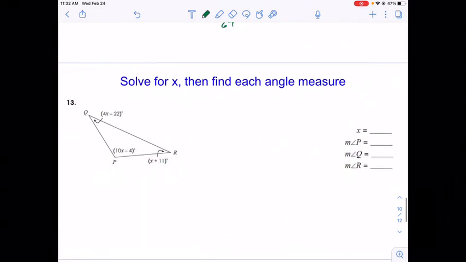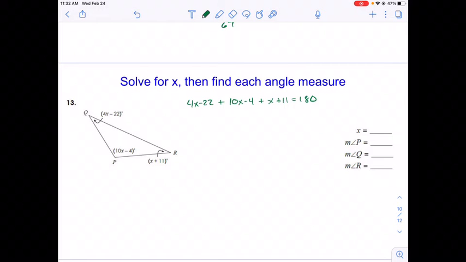Okay, let's try number 13. We have these two here. We got all three angles. We know that Q, P, and R are going to add to equal 180, so we're going to just do 4x minus 22 plus 10x minus 4 plus x plus 11 equals 180.